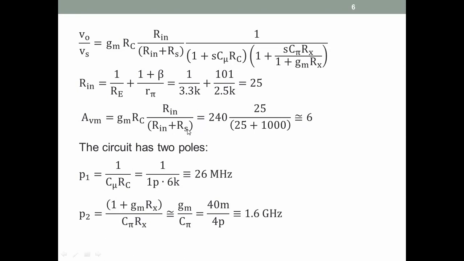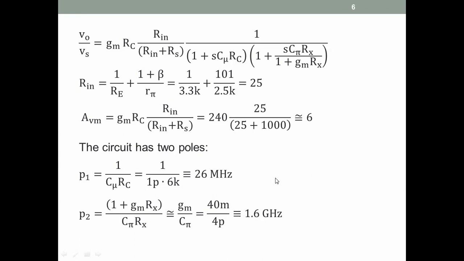Note that if Rs was smaller, of the order of Rin, then this gain could, for example, be 120 if Rs is equal to Rin. As you recall, this could be the case for maximum power transfer. But in any case, for our circuit, the gain is 6. And the 2 poles: the first pole is 1 by C mu RC, and we put the numbers and it comes out to be 26 megahertz. I have divided this by 2 pi to write this in megahertz, and the second pole is GM by C pi, which is 1.6 gigahertz.